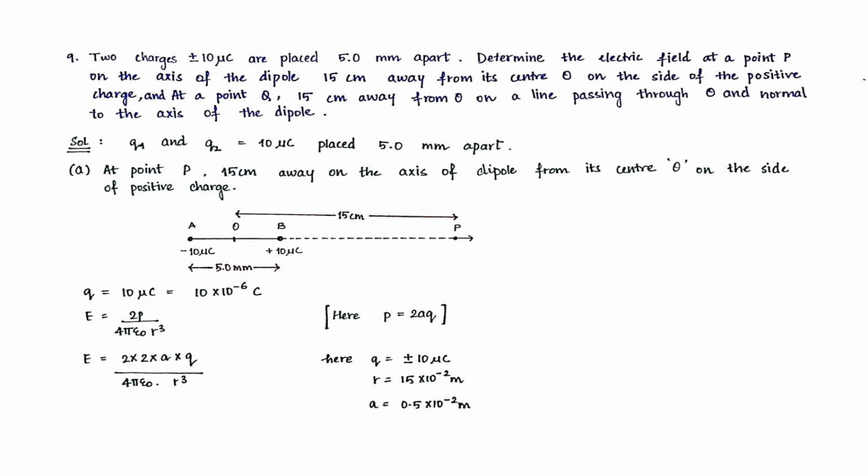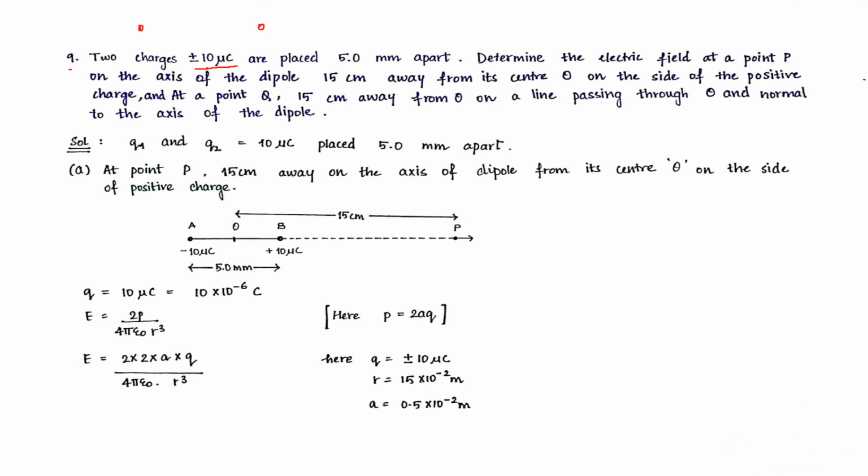We are with a new question, and the question is based on the dipoles. So let's start with the question. The question goes like, two charges plus minus 10 microcoulomb. These are two charges having two different polarity. So how is a dipole formed?